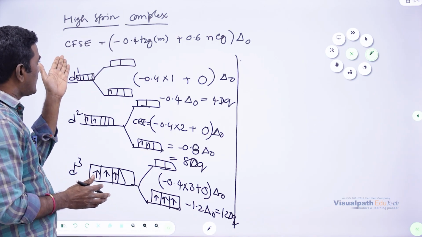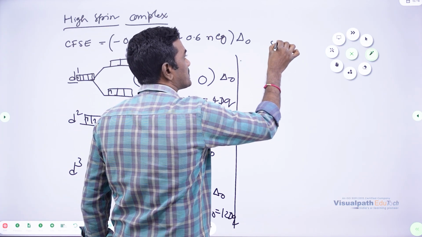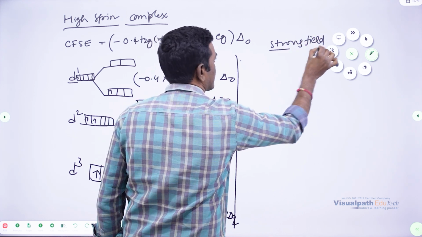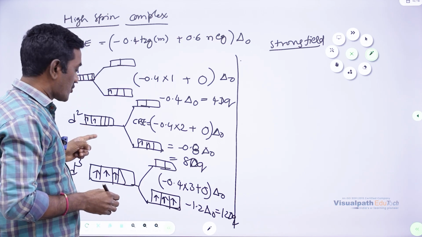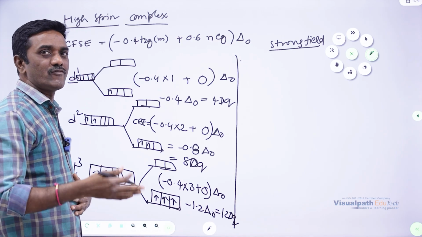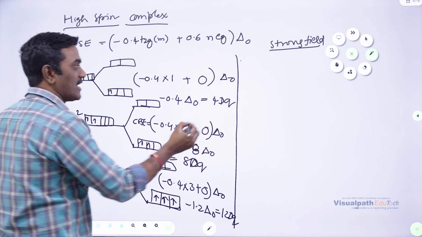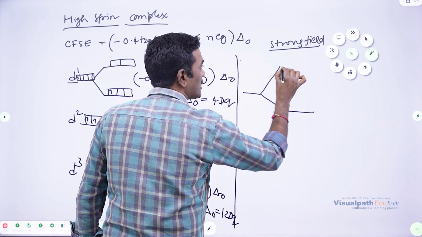Now let us see the same d1, d2, d3 in strong field also, so that the comparison will be easy for us. Whether it is a d1, d2 or d3 electron, strong field or weak field, the electron will enter into t2g only. Why? Because the pairing concept will not come under d1, d2, d3.